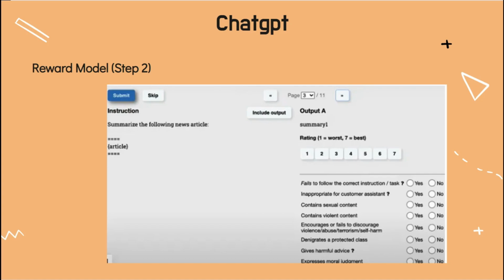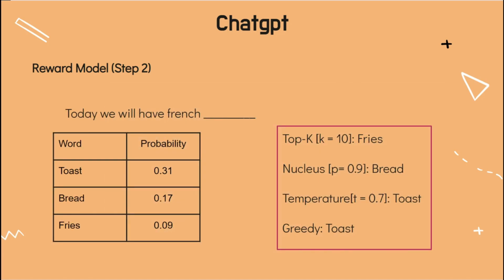Also, you're probably wondering how the system is gonna give us multiple answers. Well, GPT uses different decoding strategies like nucleus sampling, temperature sampling, and top K sampling. Based on these strategies, it will generate different outputs for every time step. These are parameters which can be further tuned. So, for example, for the sentence "today we will have", French. For the top K, K will be 10 for fries. For the nucleus, the P will be 0.9 for bread. And for temperature, it's going to be T equal 0.7 for toast. And for greedy, which is the normal probability, it will give us toast.